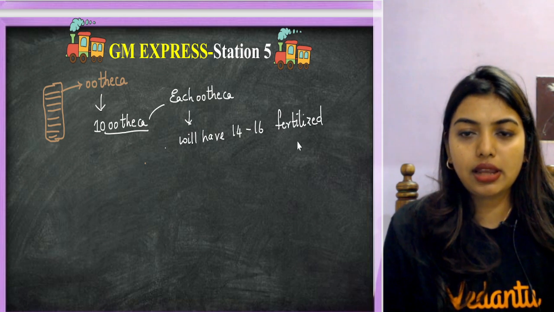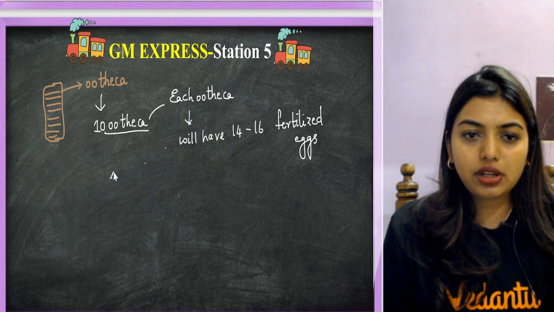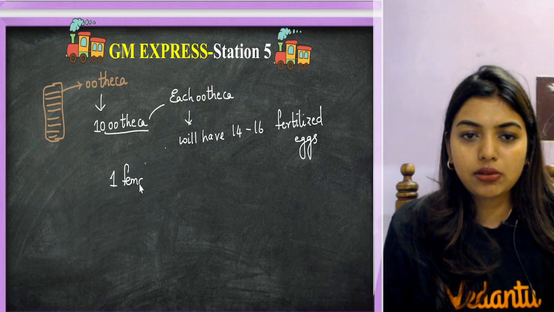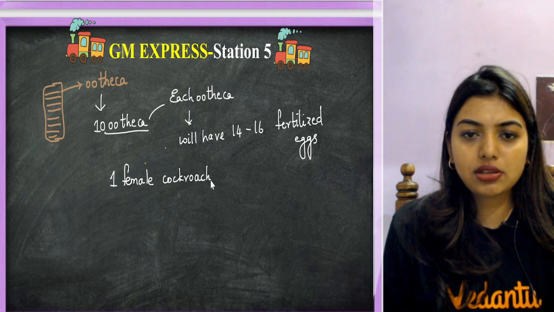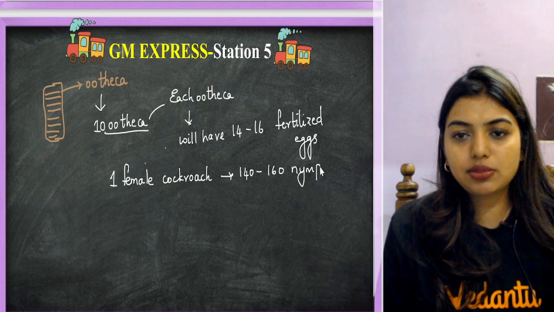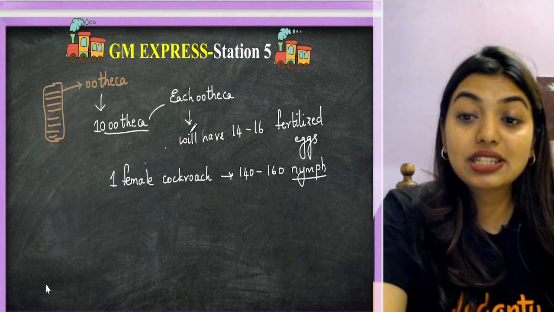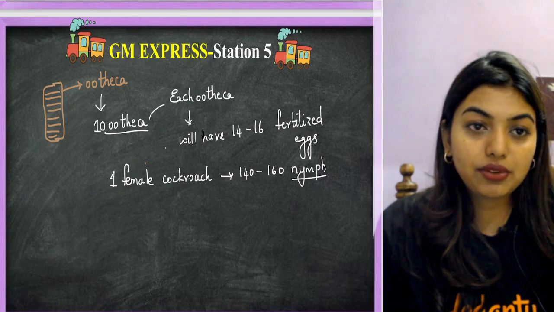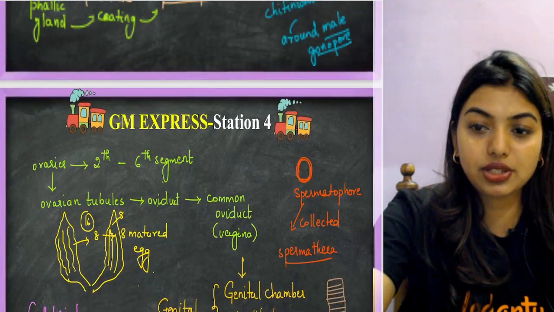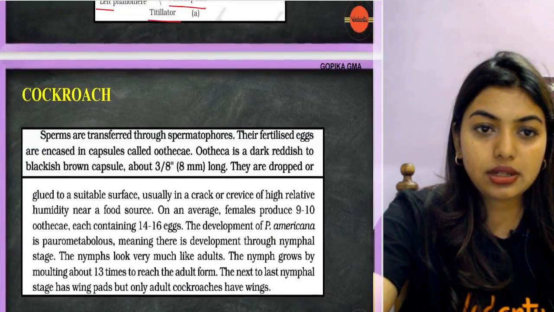Now that means one female cockroach will give rise to how much, students? Around 140 to 160 nymphs. Nymphs are these small cockroaches. Imagine 140 to 160 of them they will give rise to. Can you imagine? So this is done.